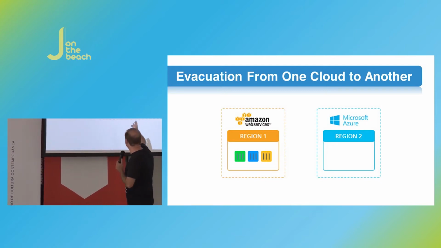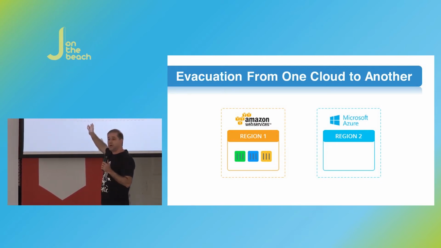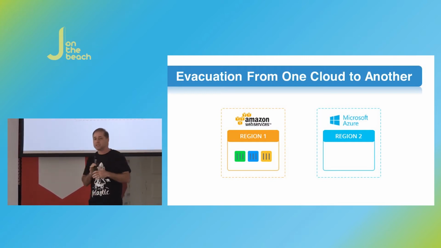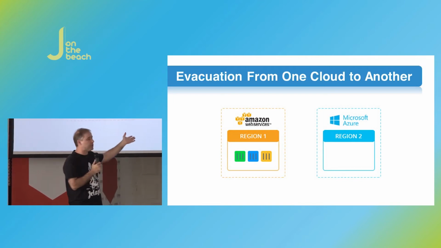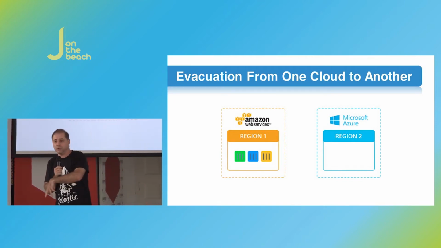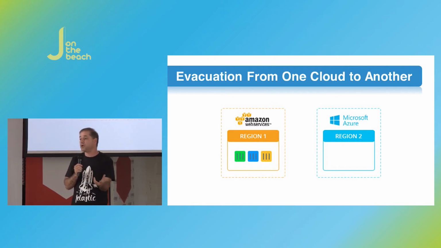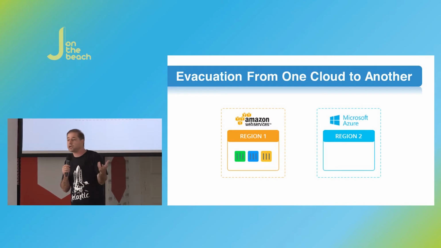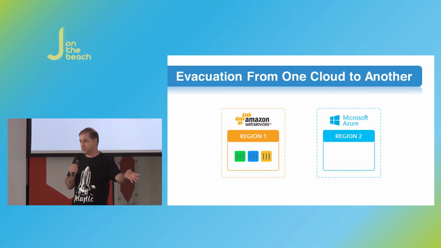You could have your development environments running on Amazon, so you could do all the tests there. But for your production environment, maybe you have a deal with Microsoft, or a special requirement for your customer. Then you could just migrate your applications to run in production in a different data center.